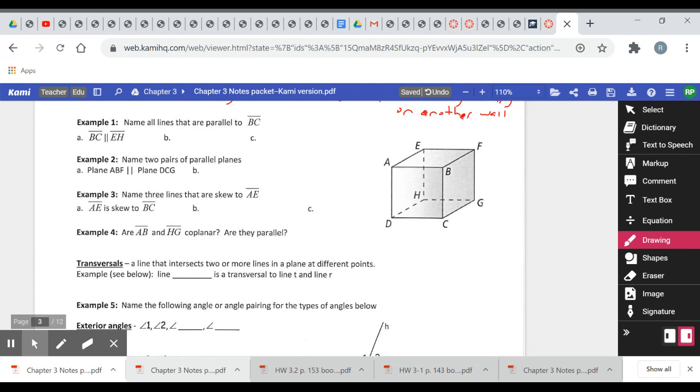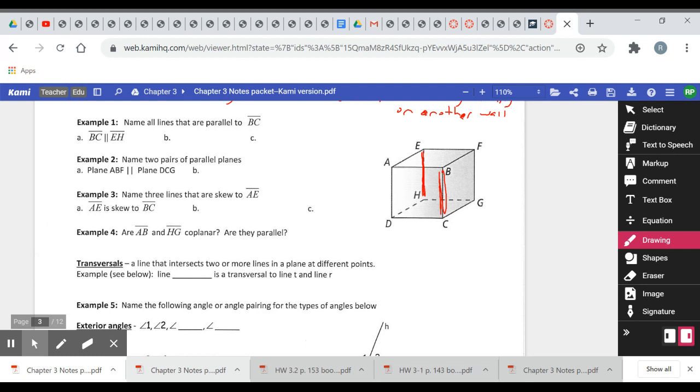Okay, so we're going to see some examples of these. Example 1 says name all the lines that are parallel to segment BC. You can see they already gave you one example: BC is parallel to EH. You might not think those are parallel to each other because they're on opposite sides of a box. But remember, if I took a sheet of paper or a saw blade, could I slice through segment BC and segment EH all at the same time? Yes. I could go through both corners of that box and slice down and cover both of those. So those are parallel. They're never going to intersect each other, and they are facing the same direction.